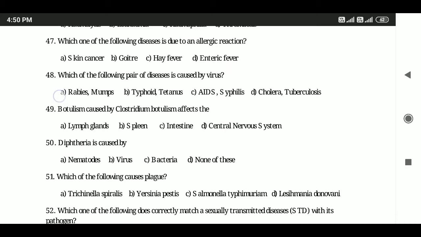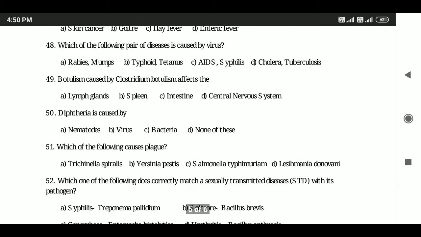Rabies and mumps both are viral diseases. Botulism, caused by Clostridium botulinum, affects the lymph gland, spleen, intestine, central nervous system. It completely blocks the secretion of acetylcholine and functioning of the brain. So central nervous system is the right answer for botulism.